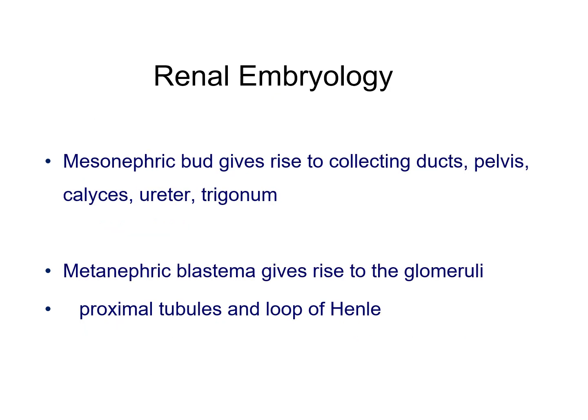In summary, the ureteric bud gives rise to the collecting ducts, pelvis, calyces, ureter, and trigone of the bladder. The metanephric blastema gives rise to the glomeruli, proximal tubules, and loop of Henle.